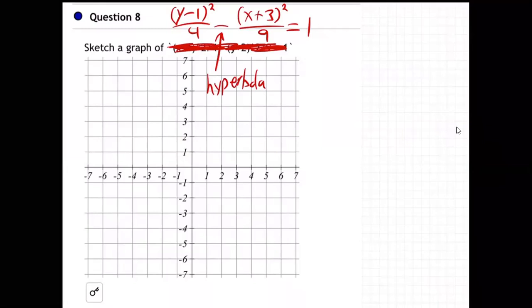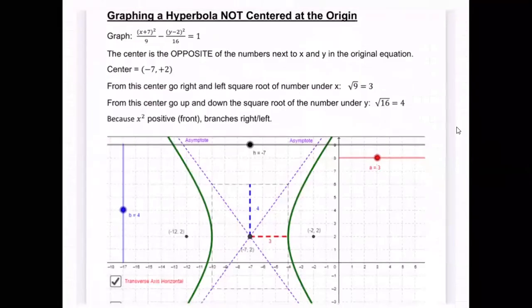Well, the first thing we need to do is find the center. What's the center of this hyperbola going to be? Well, it's always the opposite of the number next to x, that'd be -3 for the x, and the opposite of the number next to y, +1 for y. That's in the notes. Let me show you.